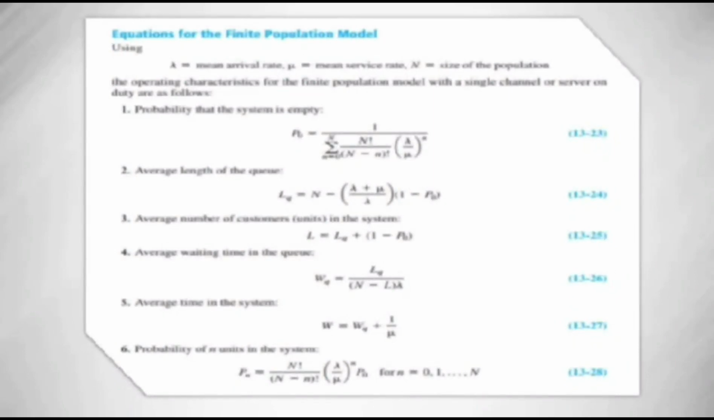We have the probability that the system is empty, average length of the queue, average number of customers or units in the system, average waiting time in the queue, average time in the system, and probability of n units in the system. As you can see, the formulas are more complicated compared to the constant service model. The formulas for the average length of the queue and the average number of customers also changed. But we still do the same thing: we just need to substitute all the given values into these variables or this formula.